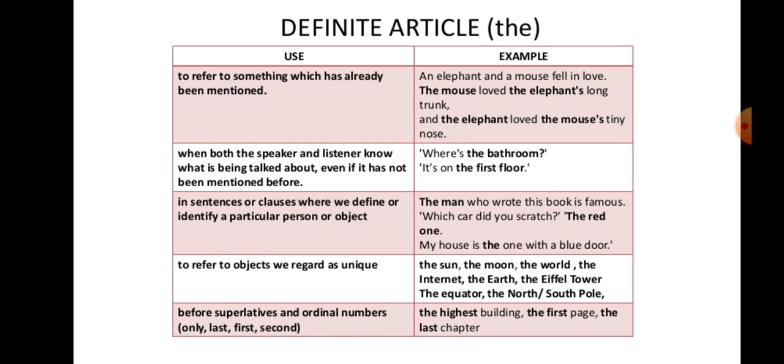Now next, before superlatives and ordinal numbers, only, last, first, second, like this, the highest building. Superlatives, we know adjective, degrees of comparison, positive and superlative, right? So whenever it is the superlative degree, that time we will always use the definite article. The highest building, ordinals, the first page, the last chapter. In this way you will be using definite articles in front of these things.